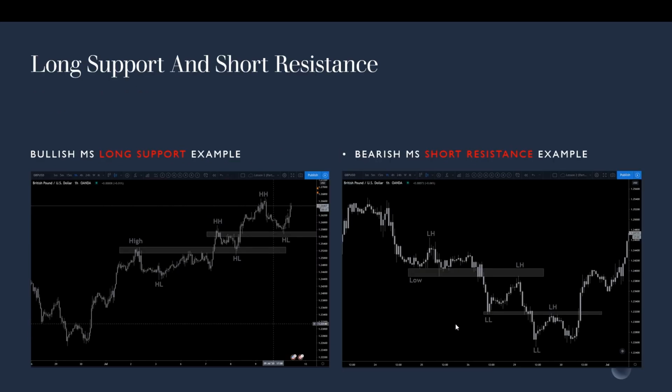Long support and short resistance. Very simple concept. This is where market structure comes into play. On this bullish market structure, price moves up, we make a high. Price holds a higher low. Price breaches the previous high. This is where supply came in before, right? Supply pushed us down. Demand held the market up. Demand pushed us through that previous high.